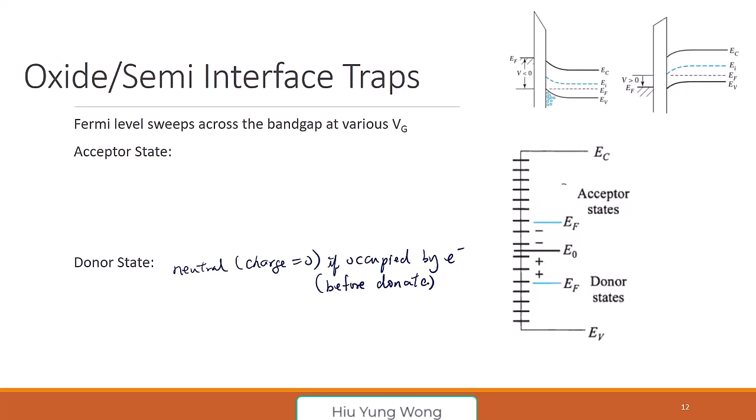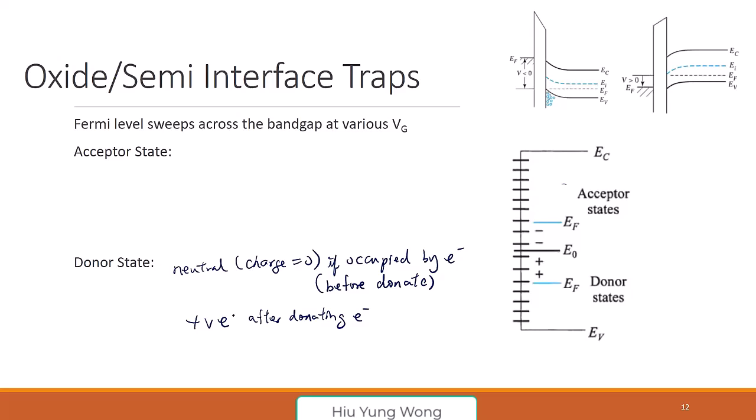So tell me, after I donate the electron, what type of state would it be? I was neutral before I donate an electron. Now I donate an electron. What type of state would I be? Positive or negative or neutral? Positive. Positive, right?